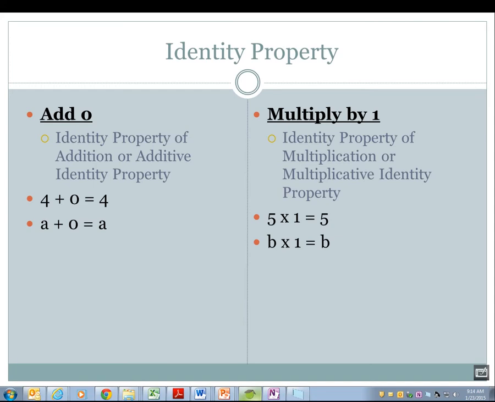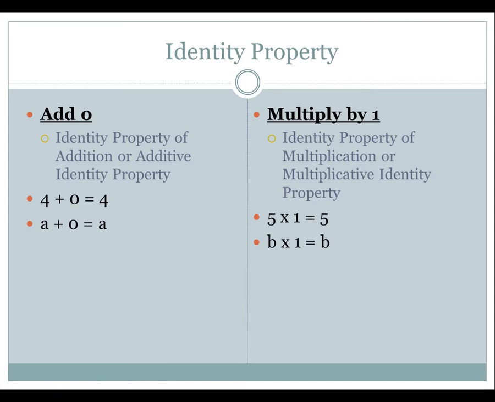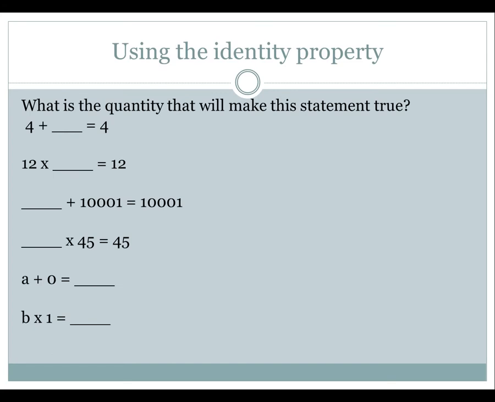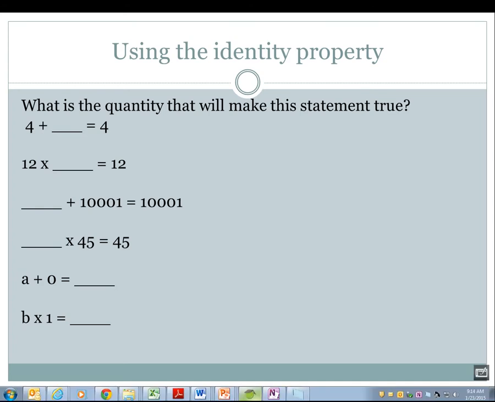Divided by 1, yes. What is the quantity that will make this statement true? For the first one, what you got, Taylor? Zero. Yes, so write zero. So this would be zero.